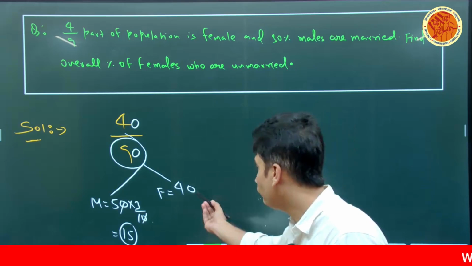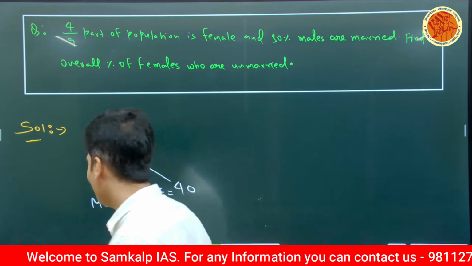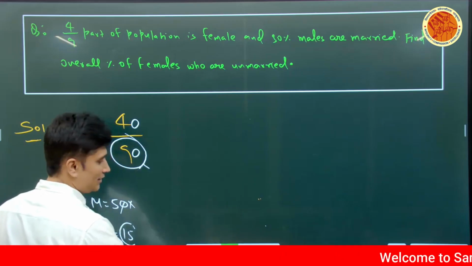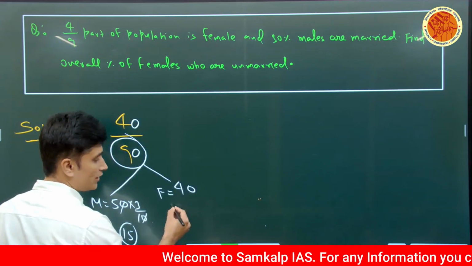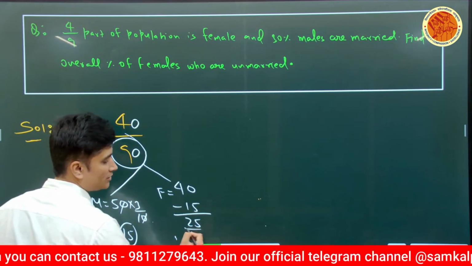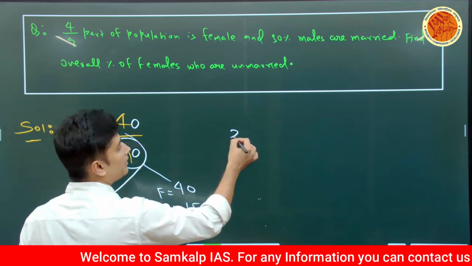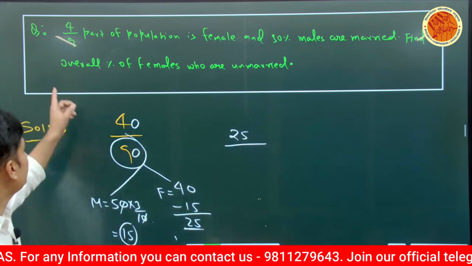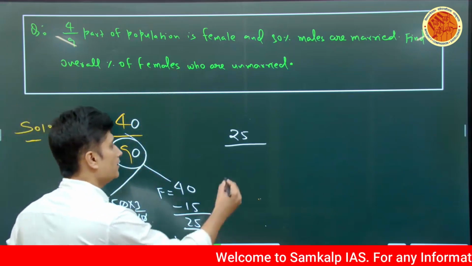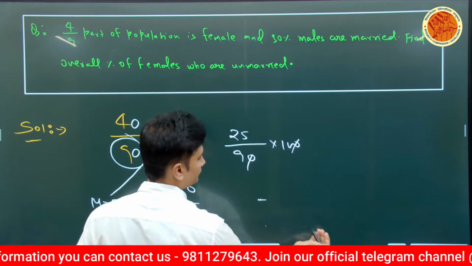So in that situation, out of 40 females, if 15 are gone, meaning married, how many are left? Oh, what is this? So what do we do here? We subtract 15. So how many females are unmarried? 25 females are unmarried, out of the overall 90. So 25 out of 90 multiplied by 100, solve it, you will get your answer.